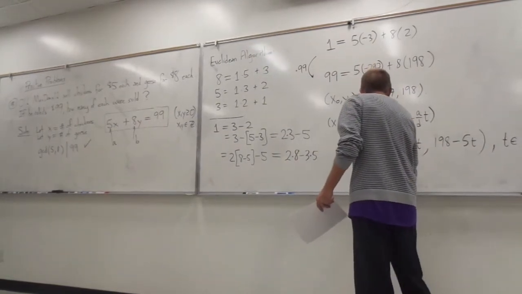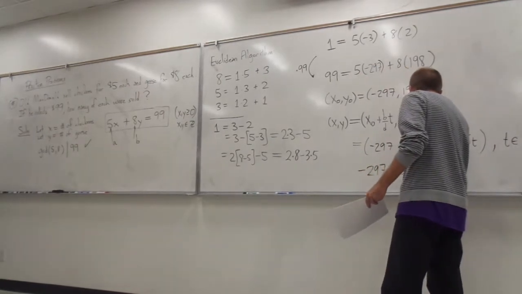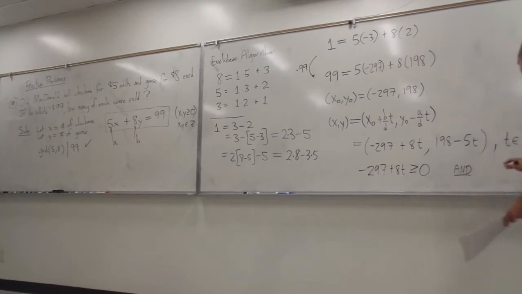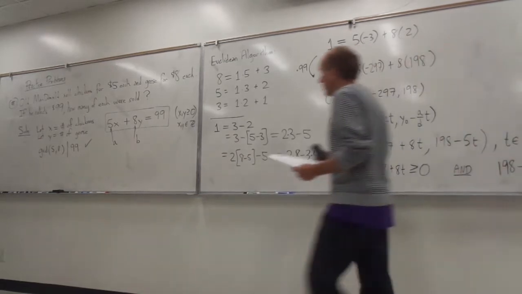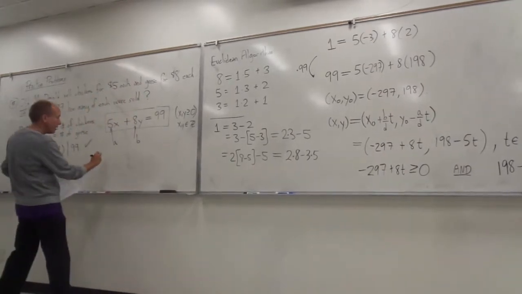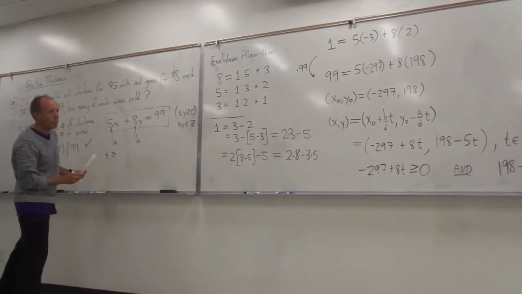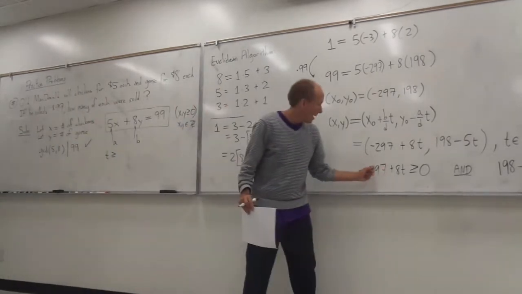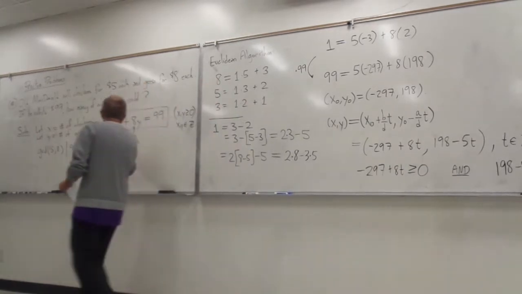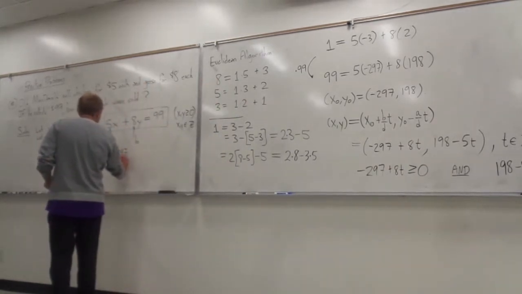So negative 297 plus 8t, that has to be greater than or equal to 0. And the second one, 198 minus 5t, that has to be greater than or equal to 0. Okay? So we have both of those conditions. So coming back over here, that means that t would be greater than or equal to, I'm going to use the first equation here. I'm going to move the 297 to the other side and then divide by 8. So t is greater than or equal to 297 over 8.